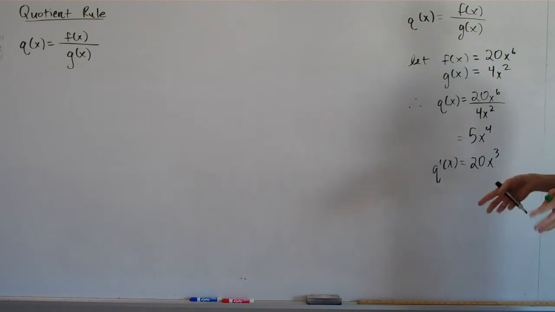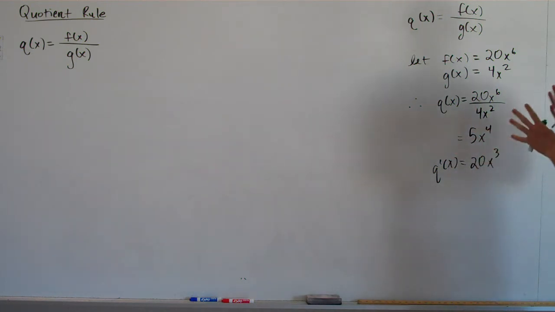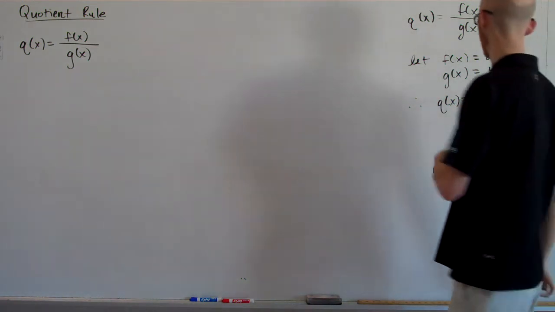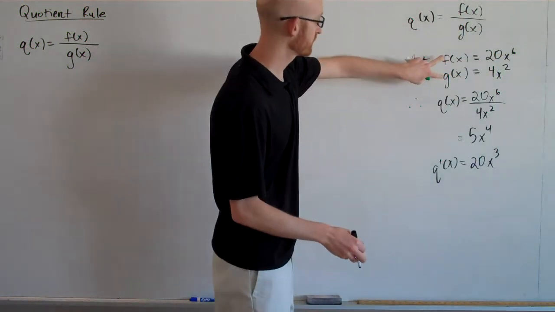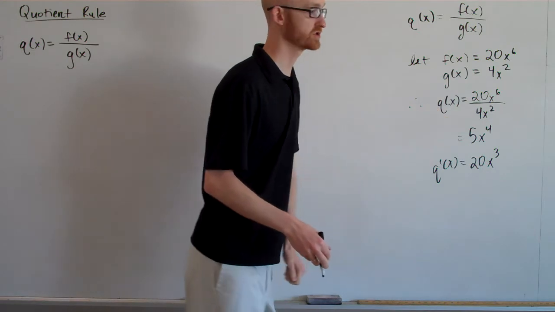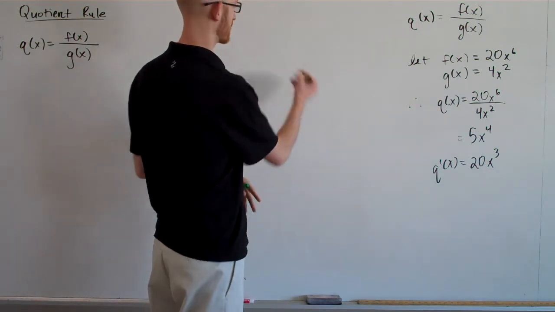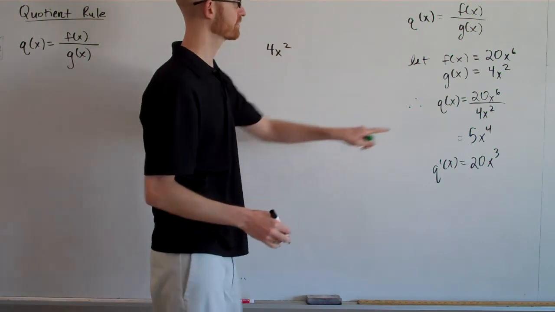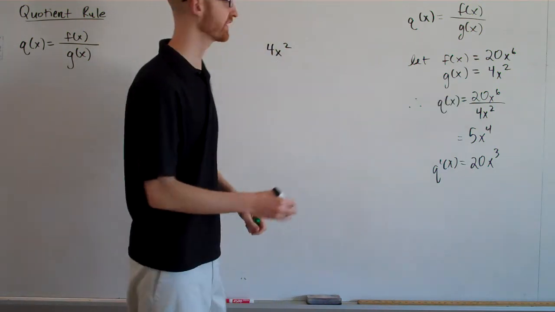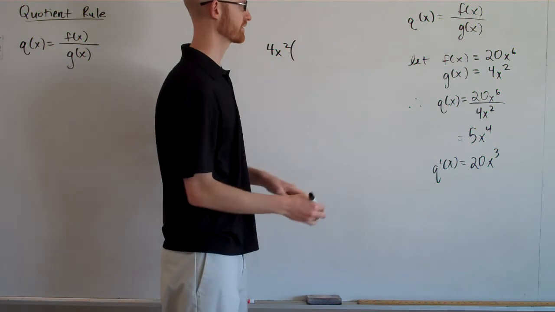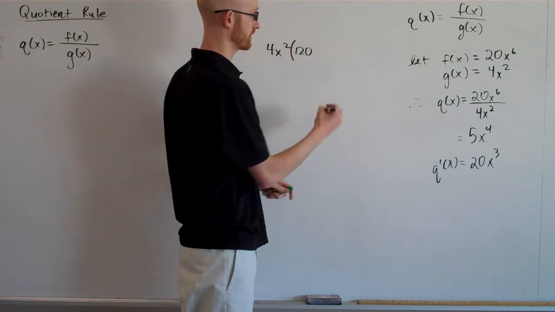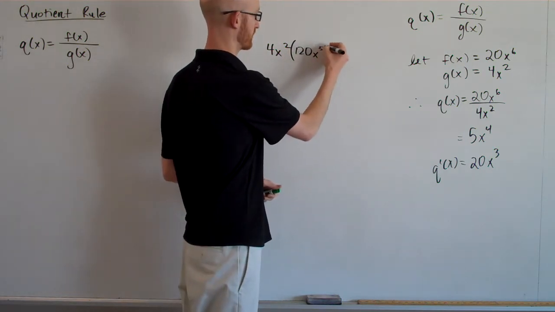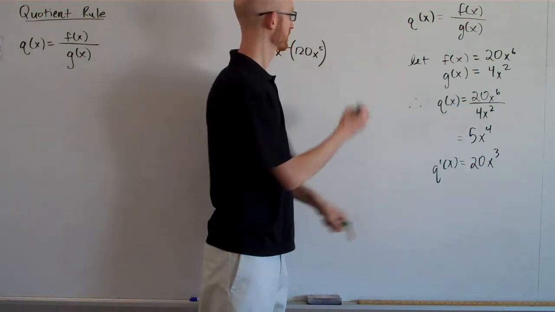Now I'm going to execute this process with the quotient rule. You'll see how it plays out, and eventually it will yield 20x cubed as well. So let's take the original two functions, the numerator and denominator, f and g. The first thing we're going to do is take the bottom function, 4x squared, and multiply it by the derivative of the top. The derivative of the top function would be 120x to the fifth, right?